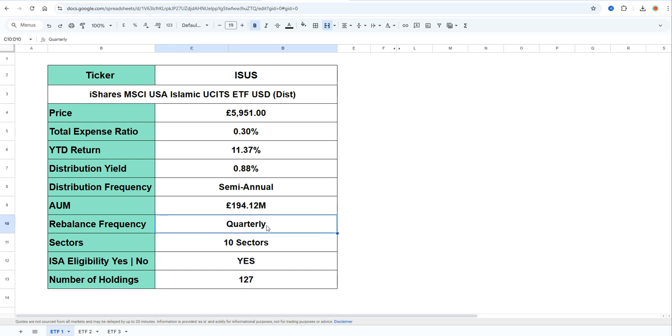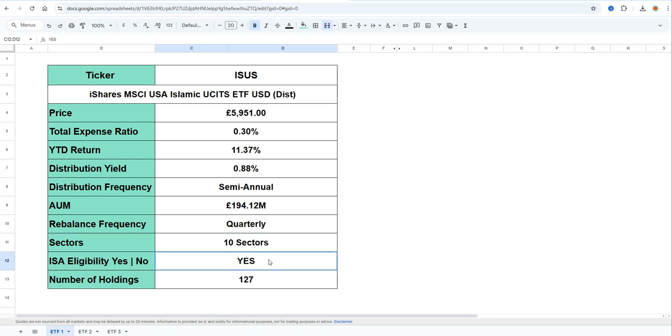Rebalancing frequency is quarterly, so every quarter they rebalance it, meaning that they will look at the individual stocks that they own, which I'm going to show you in a second, and then rebalance. So they might change the order of the percentages and all of these things. And they have 10 different sectors. Remember, the S&P 500 has 11 different sectors. So it's very diversified when it comes to that. But remember, it's mainly only US companies. So it's not diversified in terms of the world, but it's diversified by sector.